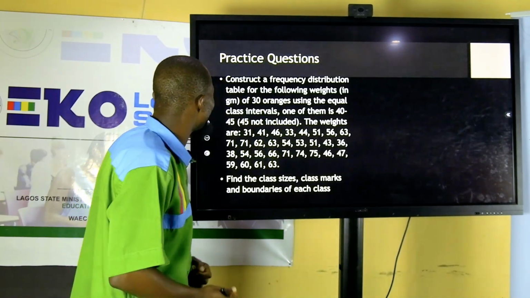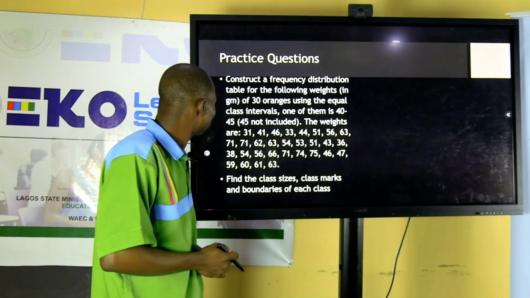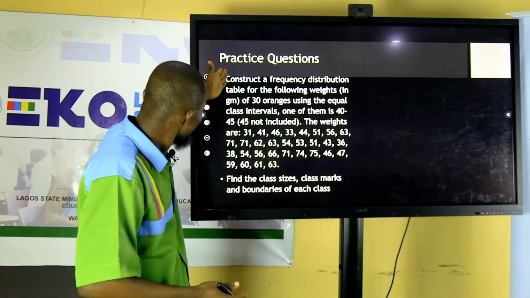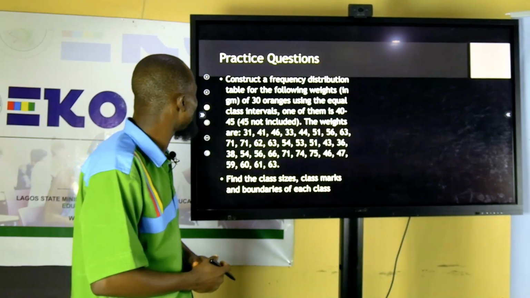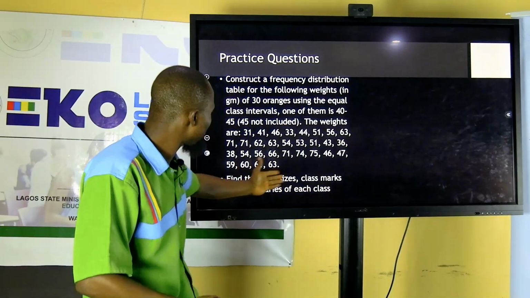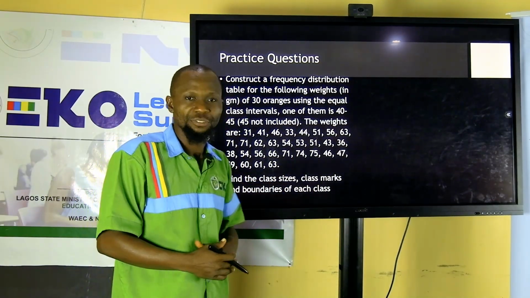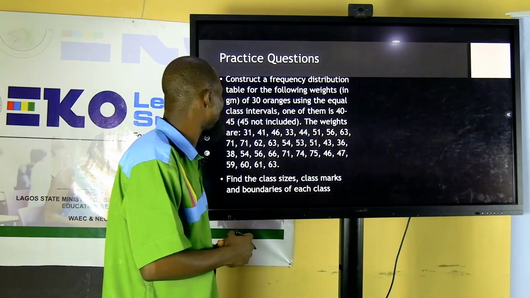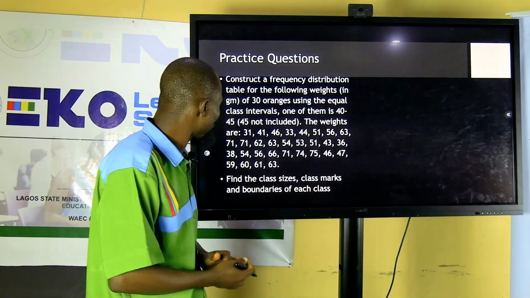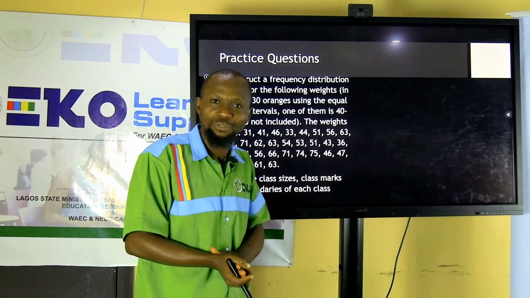With what we have done, I want to leave you with this particular practice question. Construct a frequency distribution table for this. Then find the class size, the class mark, and the boundaries of each class here. I give you just 60 seconds to do that.